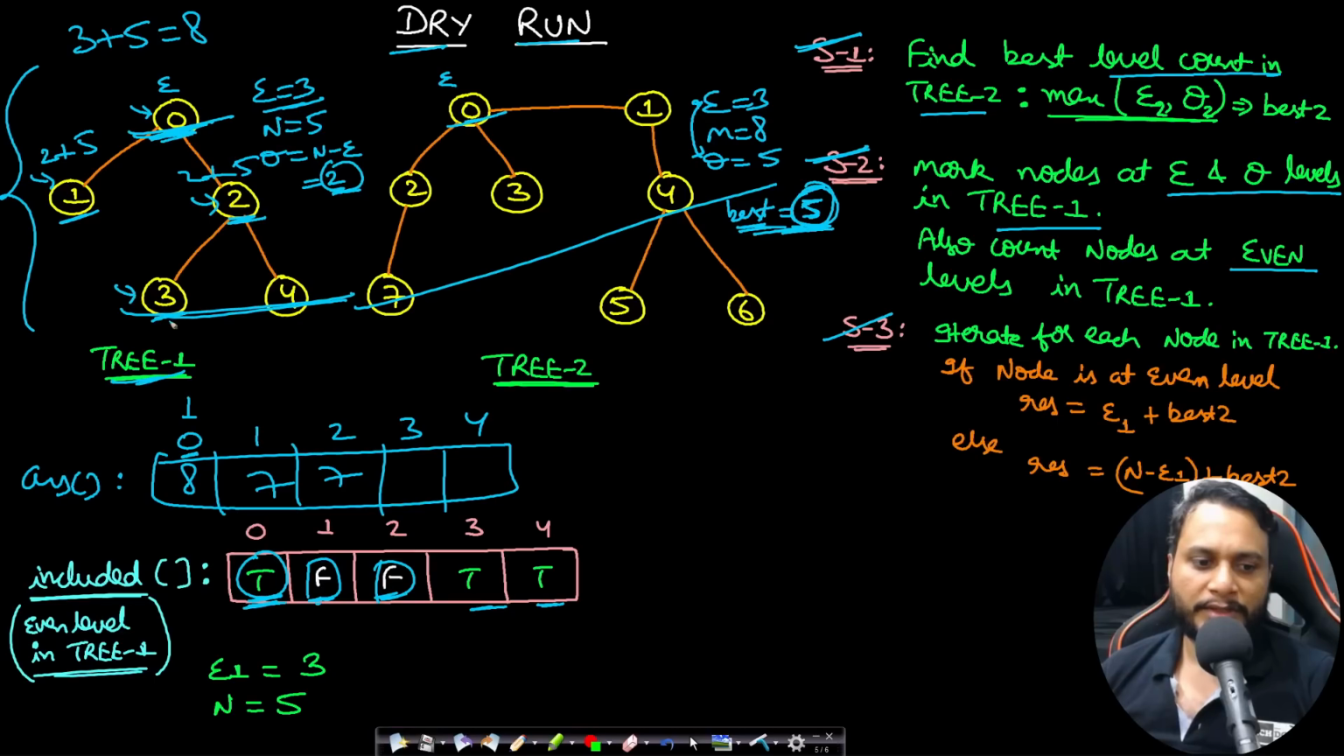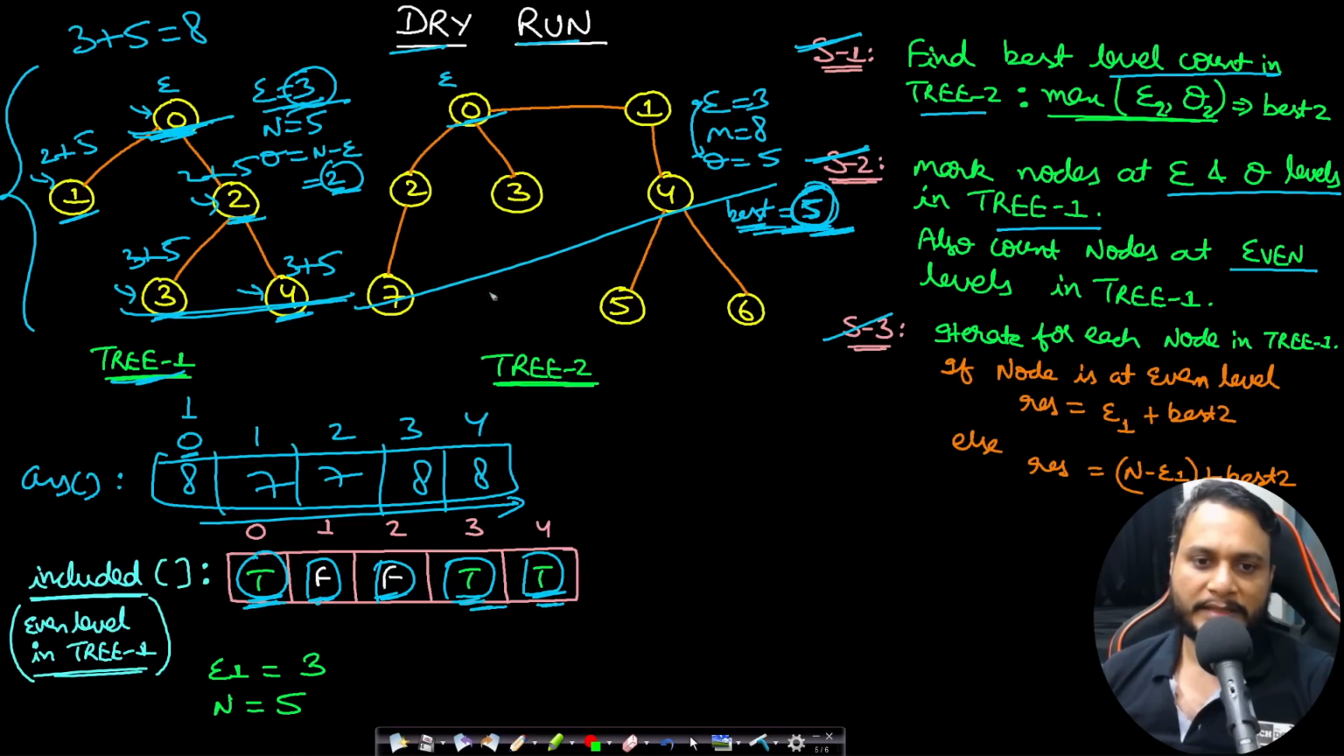If you look at this node 3, this is at even level. So get the even count 3 and add the best option from the other side: 5 plus 3, 8. If you look at this node 4, check it out. It is at even level, so get the even count 3 plus the best option from the second tree, 5, and that will be 8. So the answer is 8, 7, 7, 8, 8.